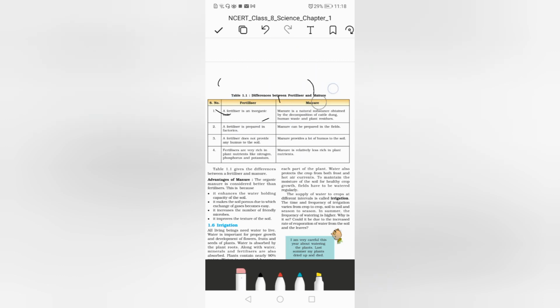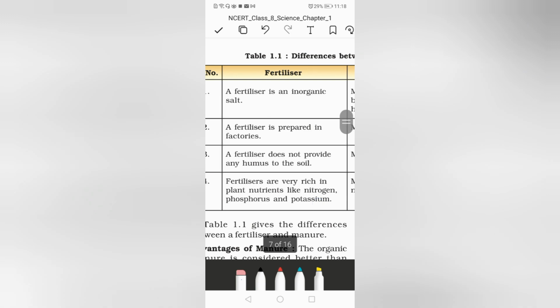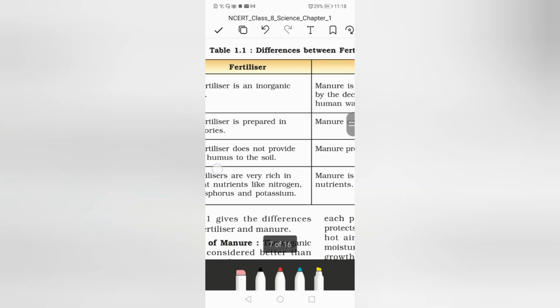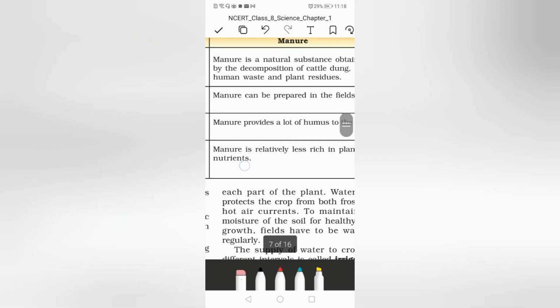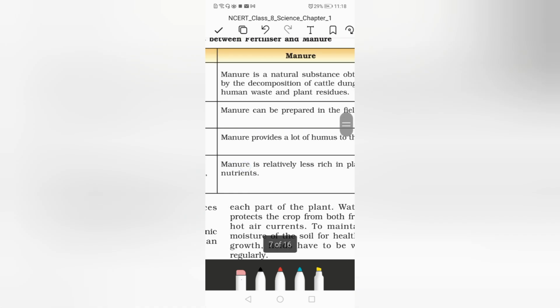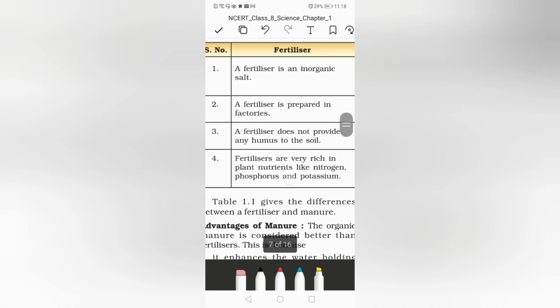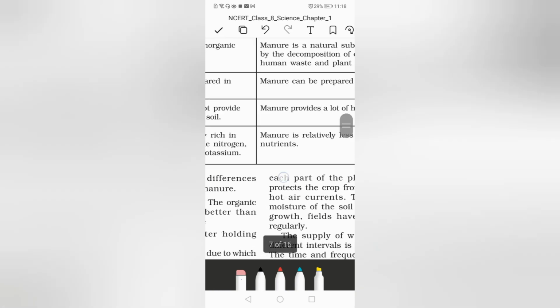So, this is the difference between fertilizer and manure. Okay, let's read. A fertilizer is an inorganic salt. Manure is a natural substance obtained by the decomposition of cattle dung, human waste, and plant residues. A fertilizer is prepared in factories. Manure can be prepared in the fields.